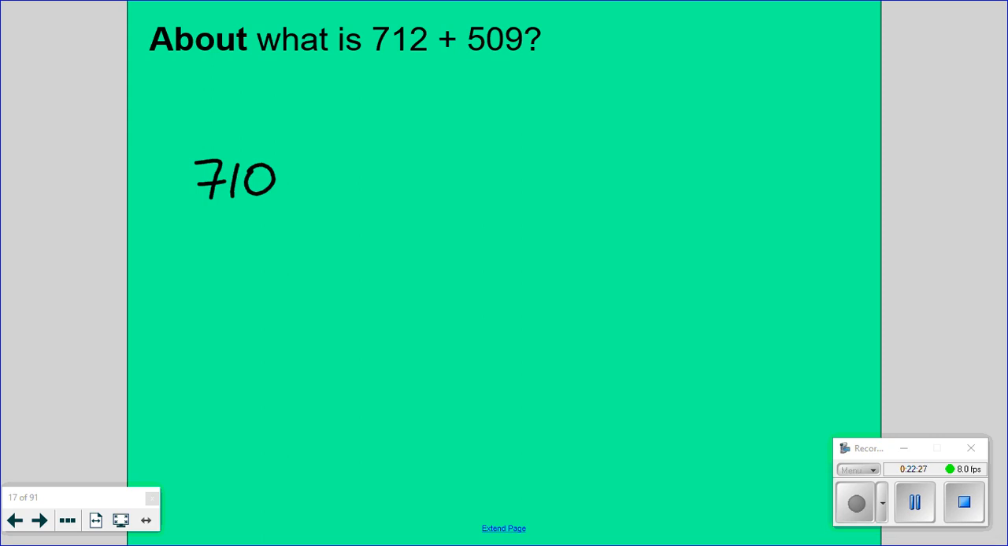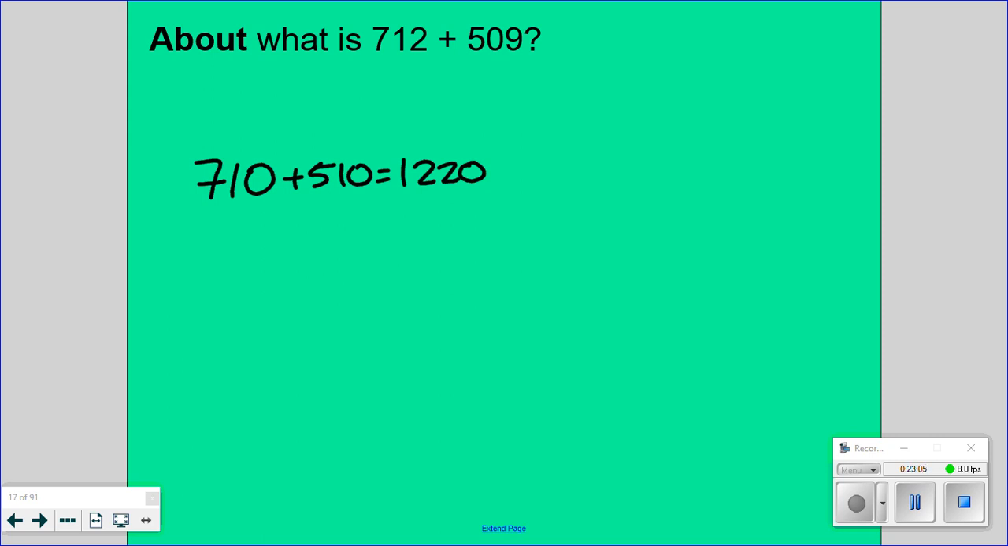Ark, what would be a close to number to 509 that would be more friendly? 510. All right. What was the estimate? What was our friendly number if we did 710 plus 510? Paxton? 1,220. Whoa. Did anyone do it this way? 710 plus 510? No.